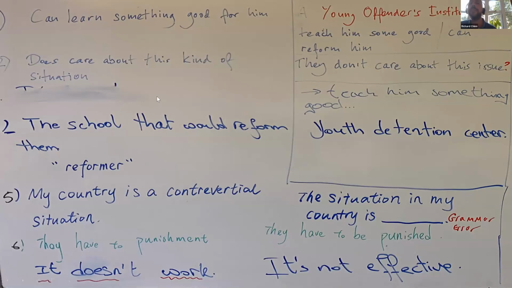So they've written things like, does care about this kind of situation? The school with reformer, there's a problem there maybe. We've got some others down here. Now, remember, these are two experienced teachers from China, and the other people in the group were novice teachers. So they were able to pick up on some things, and then they thought about what kind of reformulation they might give them. And we're going to take a closer look at this.